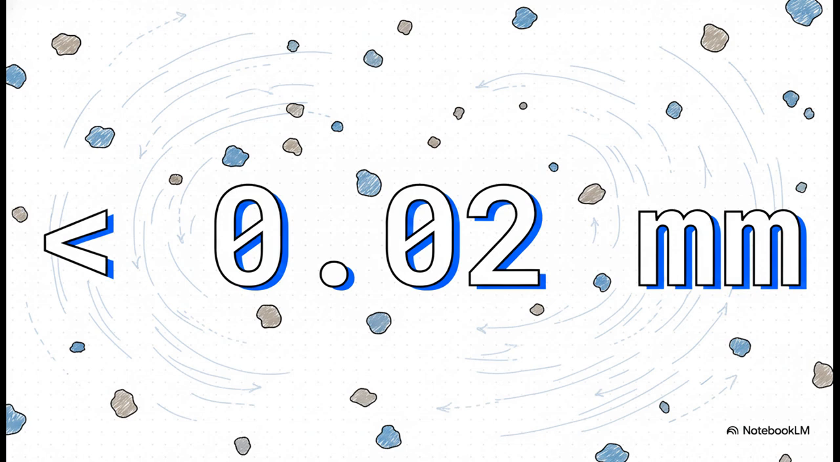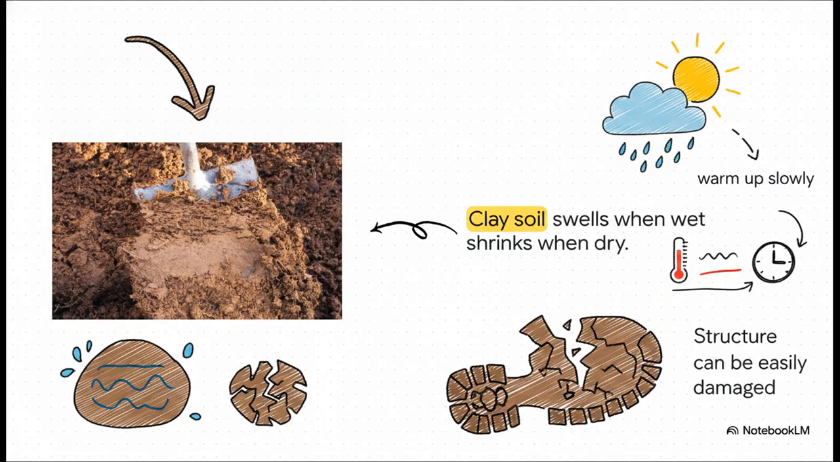All right, time to shrink down one last time, right down to the microscopic level of clay. These particles are unbelievably small, measuring less than 0.02 millimeters. You literally cannot see an individual clay particle with the naked eye, but their tiny size dictates completely unique behaviors. Technically, a clay soil is one that contains less than 30% of these fine clay particles. But man, do they dominate the soil's personality.